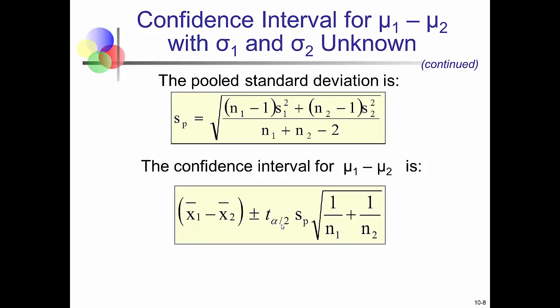And again, that t-critical value has n1 plus n2 minus 2 degrees of freedom. Then we have our pooled standard deviation times the square root of 1 over the sample sizes added together. Now we're going to have Minitab actually calculate this for us, but this is what's going on behind the scenes.